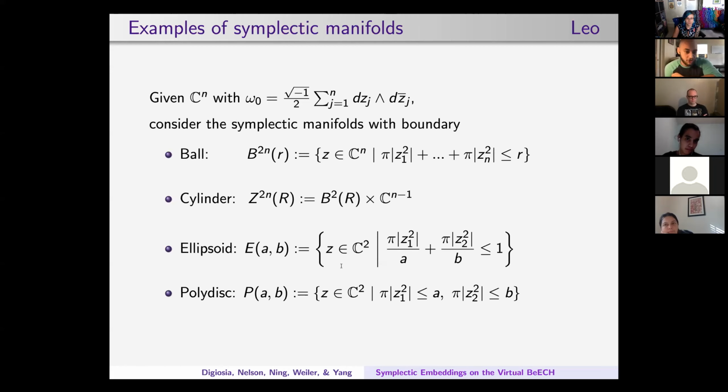And the next 2 examples are necessarily in C2. So these are examples of 4-dimensional symplectic manifolds. The ellipsoid comes with 2 parameters. So it's kind of like an egg shape in C2. And it has the property that if you intersect it with the first complex plane, you'll get a disk of area A, and in the second, a disk of area B. And the polydisk is merely a product of the 2 disks inside C2. So these are essentially the symplectic manifolds that we'll be dealing with today.